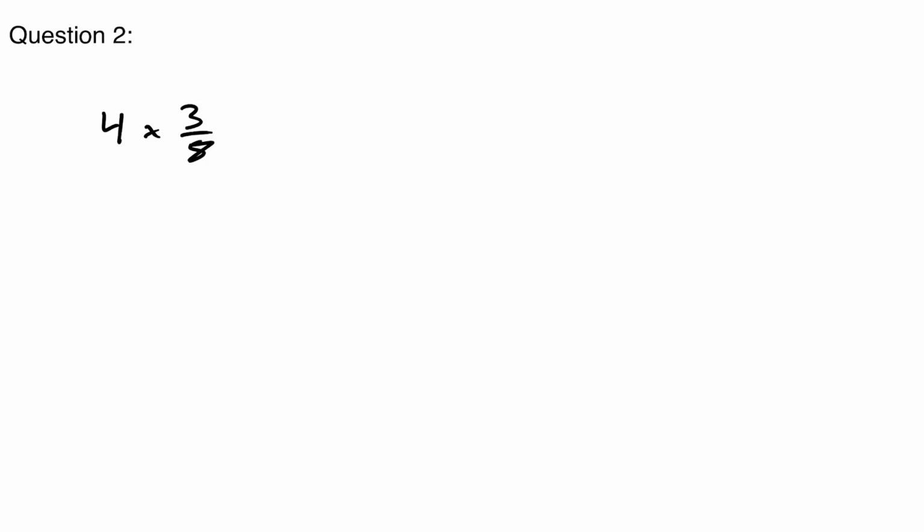We want to convert 4 into a fraction as well. So this is equal to 4 over 1 times 3 over 8. And so now what we want to do is we just want to multiply the numerators and the denominators together. We don't need to convert this to have a common denominator because we're multiplying. So 4 times 3 is going to be equal to 12. And then 1 times 8 is equal to 8. And so here we have an improper fraction of 12 over 8.